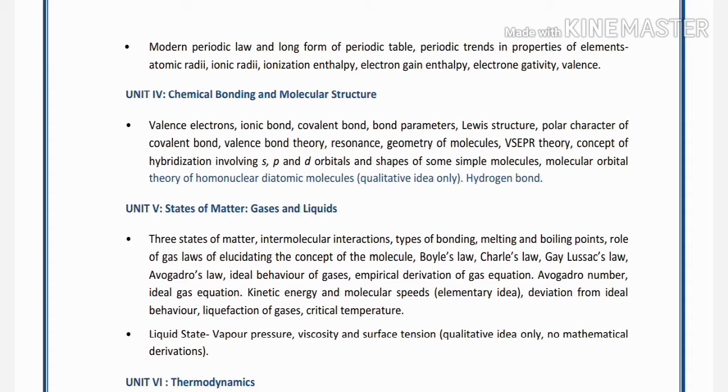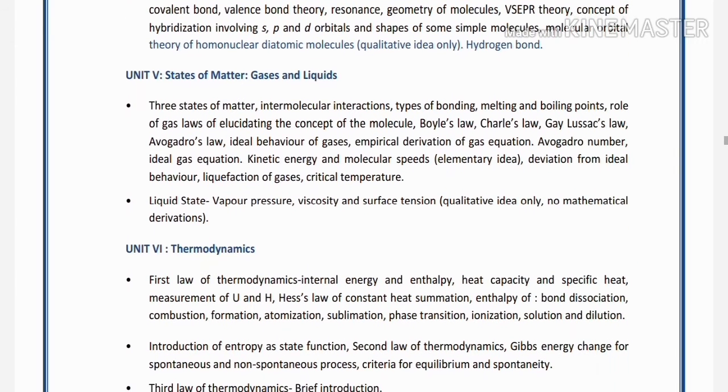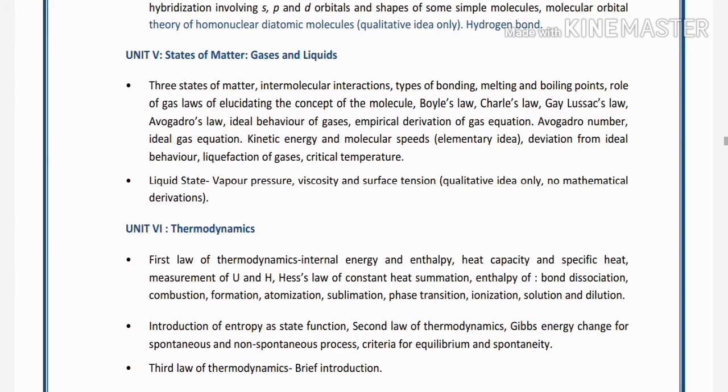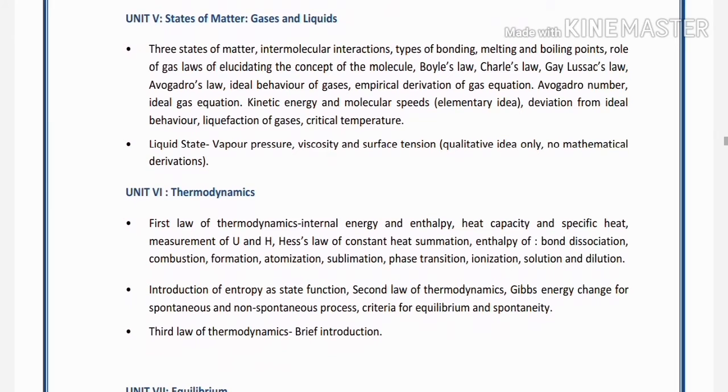Unit 4, chemical bonding and molecular structure. Valence electrons, ionic bond, covalent bond, bond parameters, Lewis structure, polar character of covalent bond, valence bond theory, resonance, geometry of molecules, VSEPR theory, concept of hybridization involving s, p and d orbitals and shapes of some simple molecules, molecular orbital theory of homonuclear diatomic molecules, qualitative idea only. Hydrogen bond.